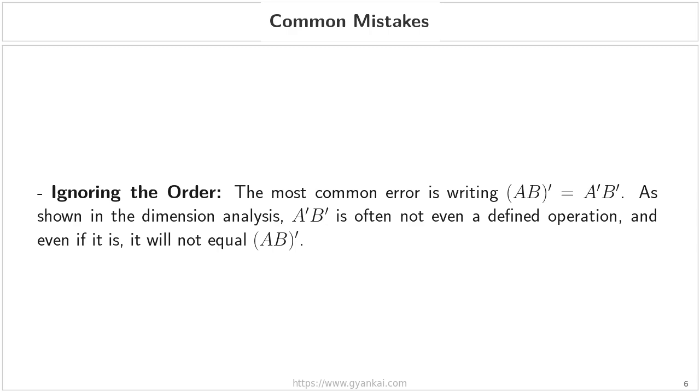If you recall our discussion on dimension analysis a few slides ago, multiplying the transpose of A by the transpose of B is often mathematically impossible because the inner dimensions will not match. Even in specific cases where the multiplication is actually possible, the resulting matrix will still not be equal to the transpose of the product of A and B.